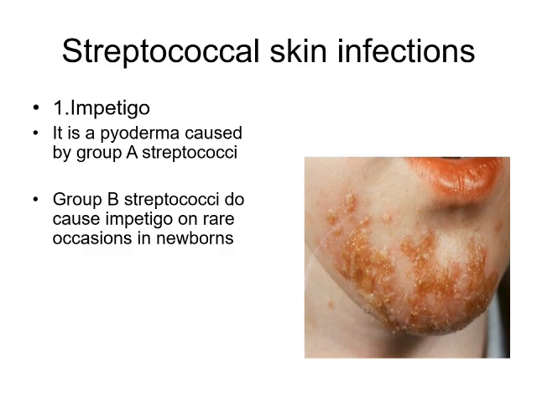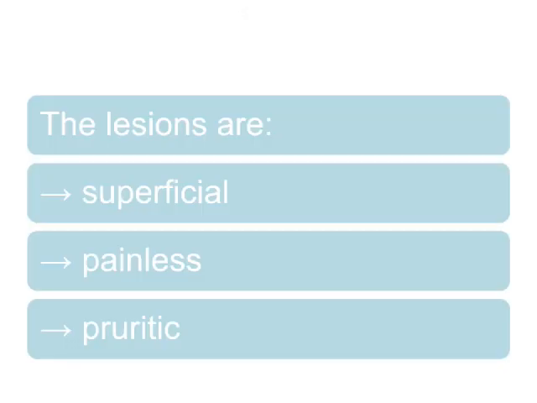The lesion of impetigo initially begins as small vesicles that pustulate and rupture, creating a thick, yellow, and encrusted appearance, as you can see in this picture. The impetigo lesions are superficial, they are not painful, and they itch a lot. They spread easily by scratching, and impetigo is common in hot and humid climates, and it is highly contagious.